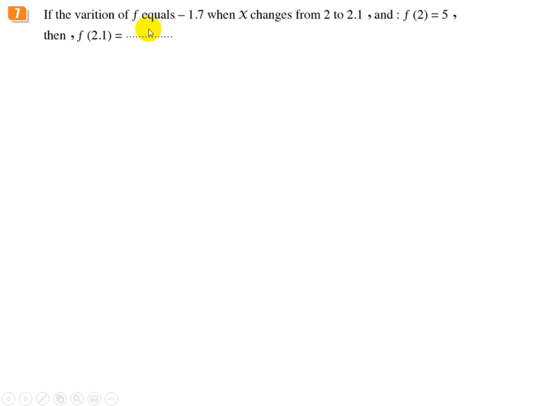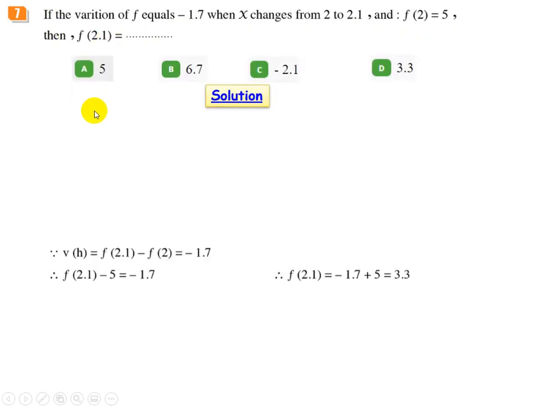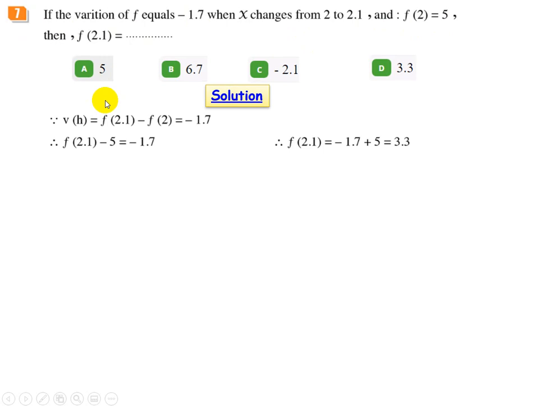Question number 7. If the variation of f equal negative 1.7 when x changes from 2 to 2.1, f of 2 equal 5, then f of 2.1. The variation V of h equal f of x plus h minus f of x. So V of h equal f of 2.1 minus f of 2. This is equal negative 1.7, and f of 2 equal 5. So f of 2.1 equals negative 1.7 plus 5, which will be 3.3.